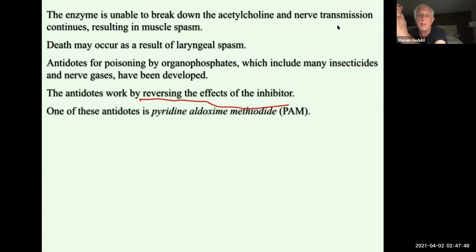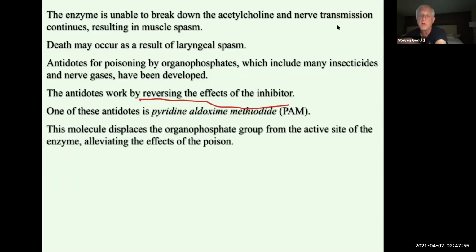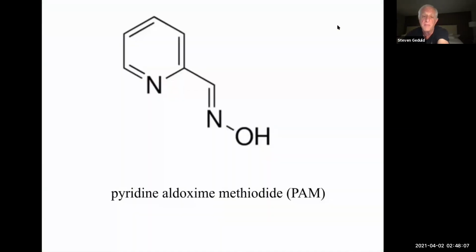One of these antidotes is called PAM, pyridine aldoxime methiodide. This molecule displaces the organic group from the active site of the enzyme, alleviating the effects of the poison. So the inhibitor doesn't bind, the enzyme is not affected, and the enzyme can continue to break down the acetylcholine so the muscle doesn't go into spasm and keep contracting. And this is what PAM looks like, a very simple compound.